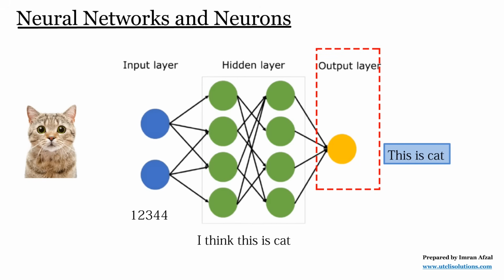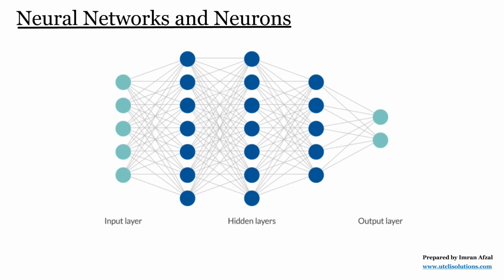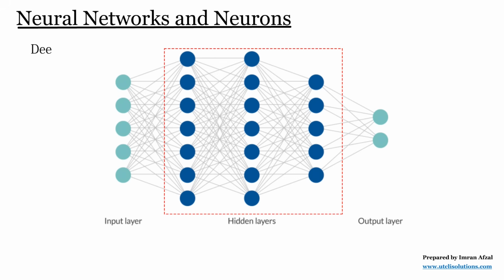Each layer passes its results to the next one. The deeper the network, that means the more layers it has, the more complex patterns it can learn. That's why we call these models deep neural networks.